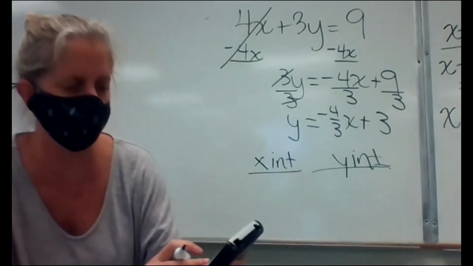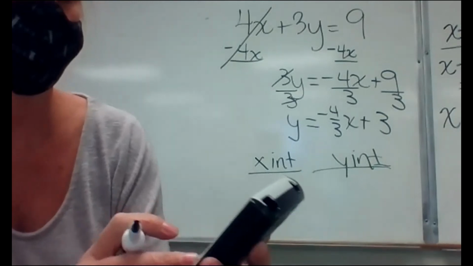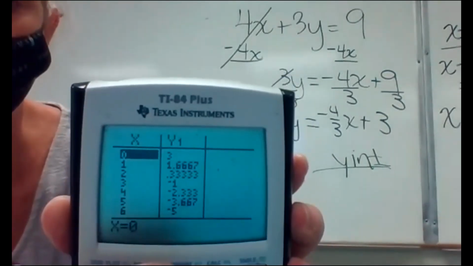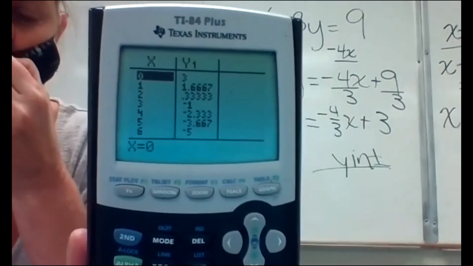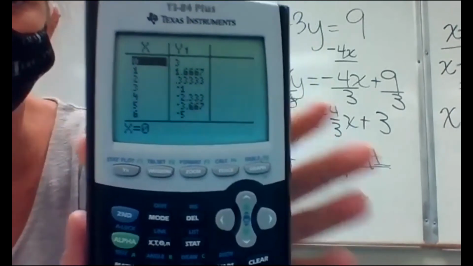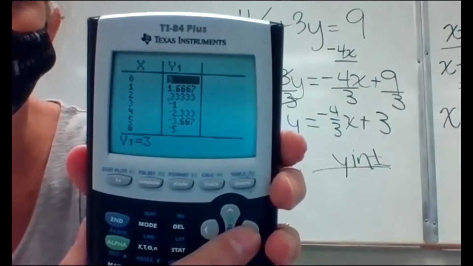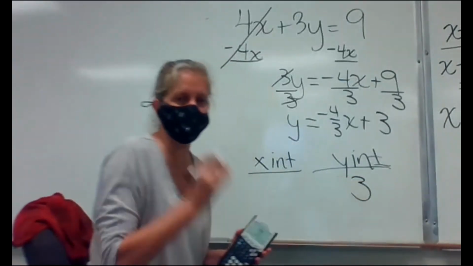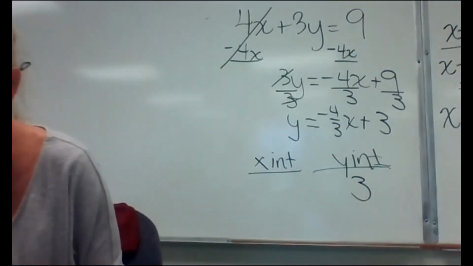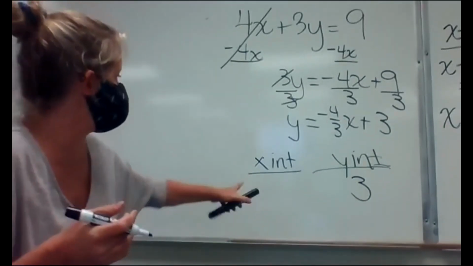But can I find my y-intercept? Is there a point where the x is 0? Look at what I'm on right now. There's where my x is 0. What's the y that goes with it? 3. So there's my y-intercept. So I know it's going to cross the y-axis at 3. So that one's done. Now remember how to find this.